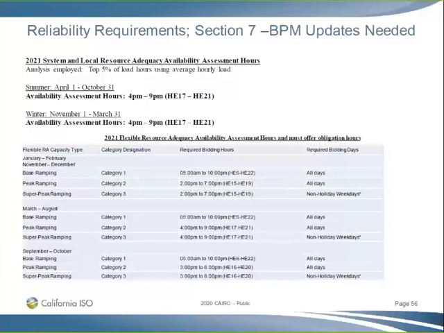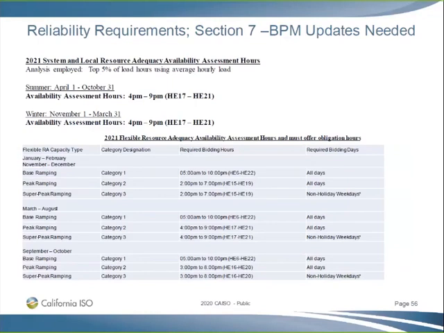Just to wrap things up, as a summary, for the 2021 system and local RA AAH hours, we looked at the top 5% of load hours using the average hourly load. For the summer months, April through October, we went for hour ending 17 to 21, or 4 p.m. to 9 p.m., and the same for the winter months, November through March, 4 p.m. through 9 p.m., or hour ending 17 through hour 21.